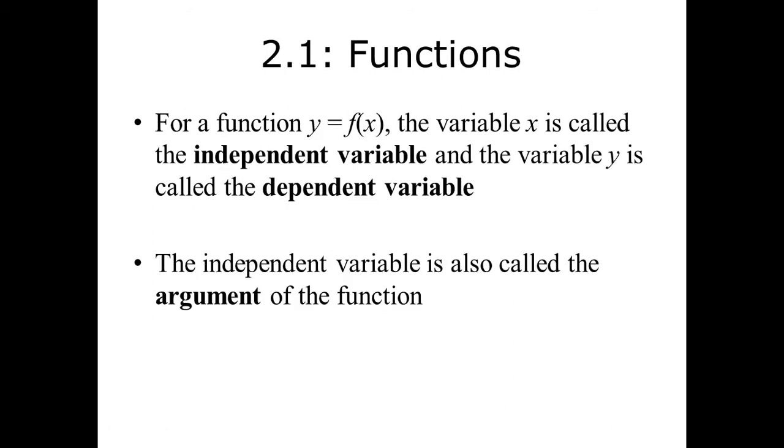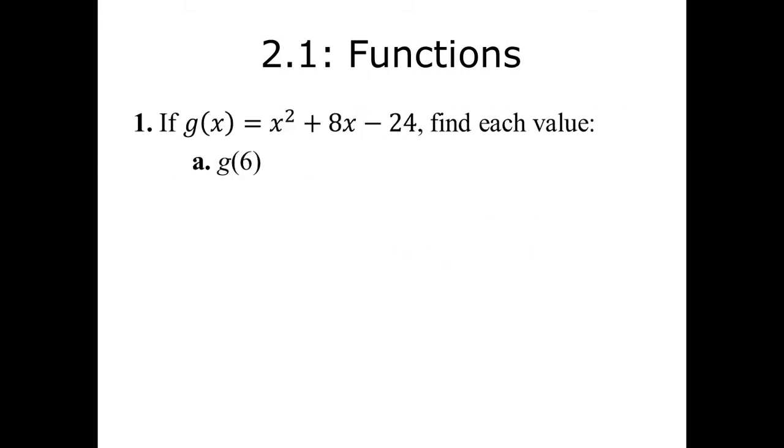For a function y equals f of x, the variable x is called the independent variable, and the variable y is called the dependent variable. The independent variable can also be called the argument of the function.